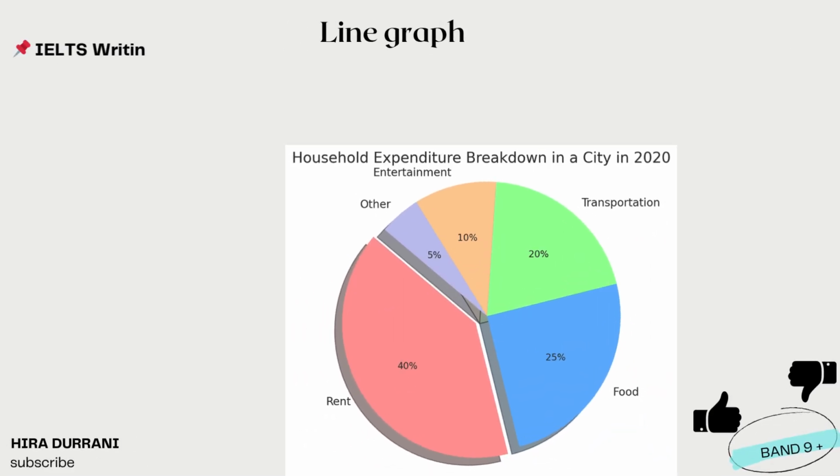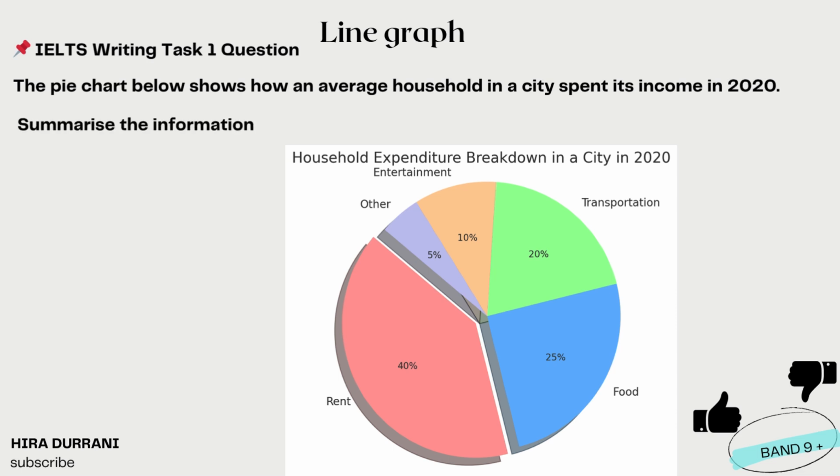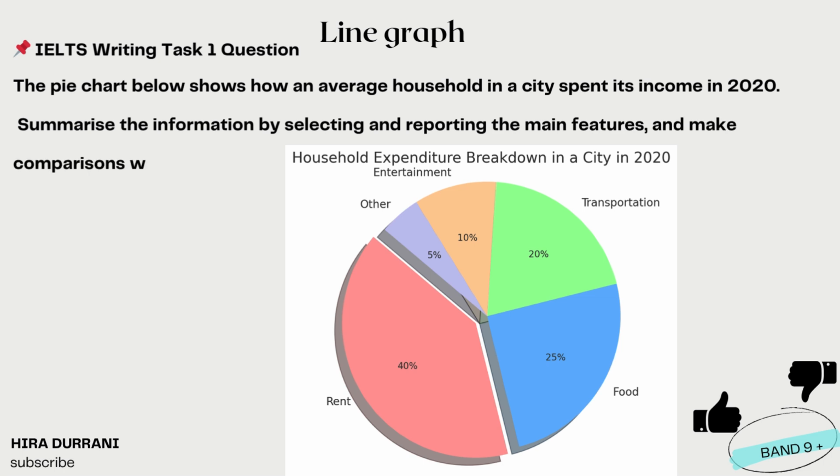Here, a question will pop up. The pie chart below shows how an average household in a city spent its income in 2020. Summarize the information by selecting and reporting the main features and make comparison where relevant. Now, I have told you people time and again that in the introduction, you need to paraphrase the question. Let's paraphrase it and use synonyms where we can and use words for cohesion and coherence.